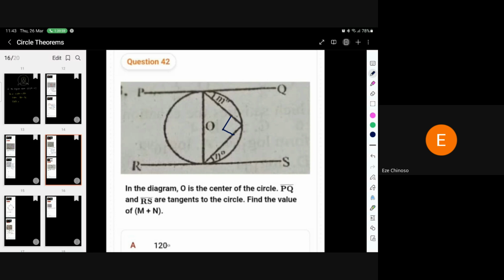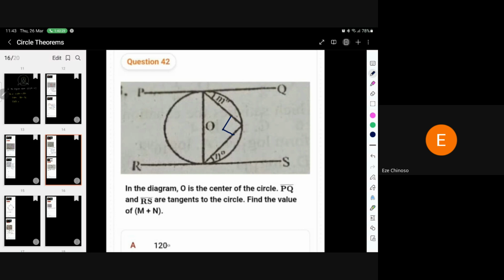Now, the next thing they say we should do is find the value of m plus n. Now, look at this place. You have a line here. This is a chord. And that chord forms an angle here, which means this same chord goes like this, points here, and goes like, wait, I have an angle here.